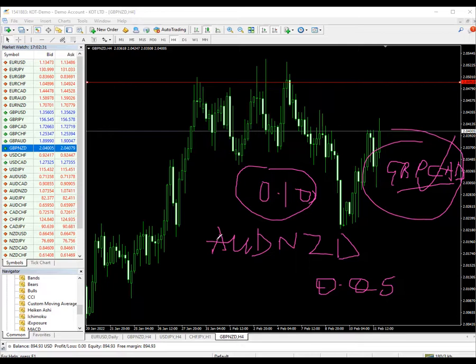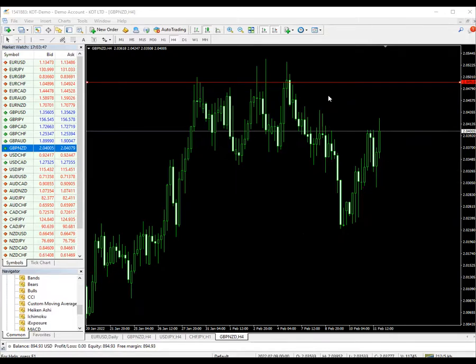But GBPCAD, GBPAUD, GBPNZD, GBPJPY and the rest, they move fast. EURNZD, EURCAD, EURAUD, they move fast. So make sure that when it comes to the fast moving currency pairs, you use the smallest lot sizes. I mean, you minimize your risk as compared to the slow currency pairs. Do you get the difference? All right, if you don't get it, we'll do a tutorial on that, so there is nothing to worry about.